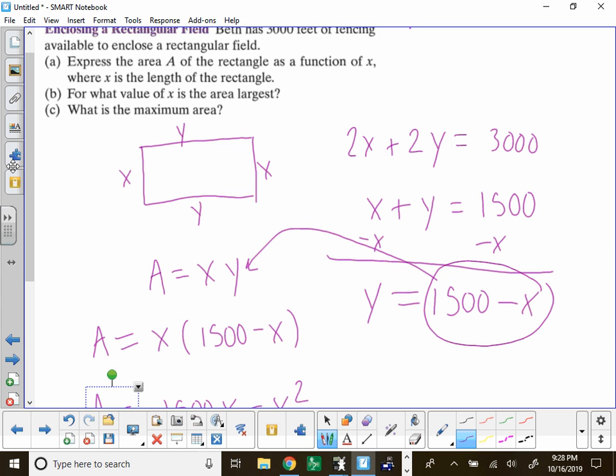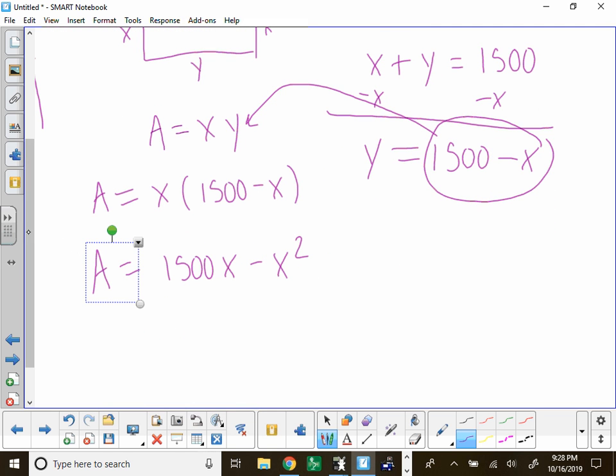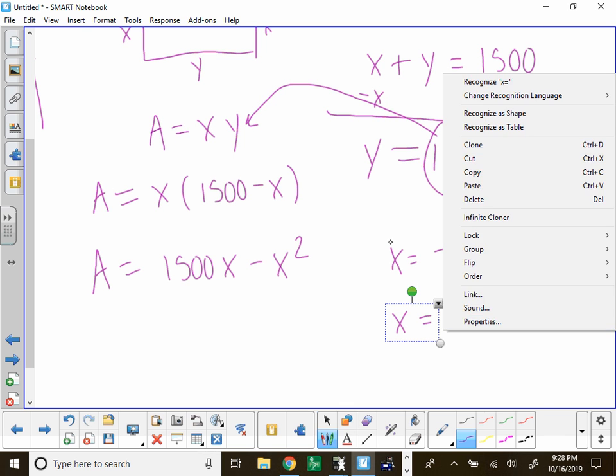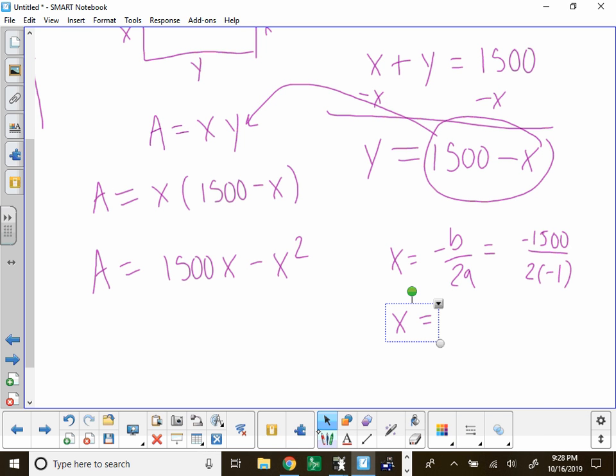So x is the largest. So it is an upside down parabola, correct? A sad parabola, because it's negative that. So negative b over 2a. So x equals negative b over 2a. That's the h coordinate of the vertex. So it's going to be negative 1500 over 2a. And a is negative 1, isn't it? So it's going to be 750. Oh, this thing's so touchy. 750 is going to be 750 feet. And it's going to be the maximum.